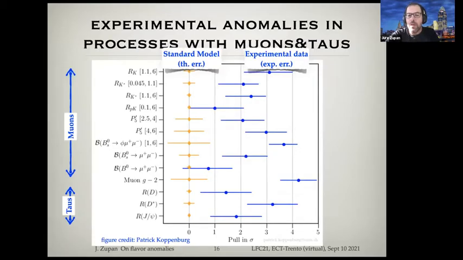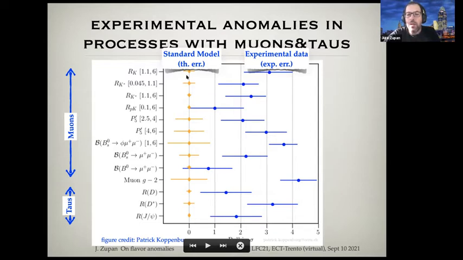So the upshot is, there's a selection of observables. There are not that few, but of course there are still on the order of 10-ish where you see the anomalies. What's plotted here, I stole this from Patrick Koppenburg.